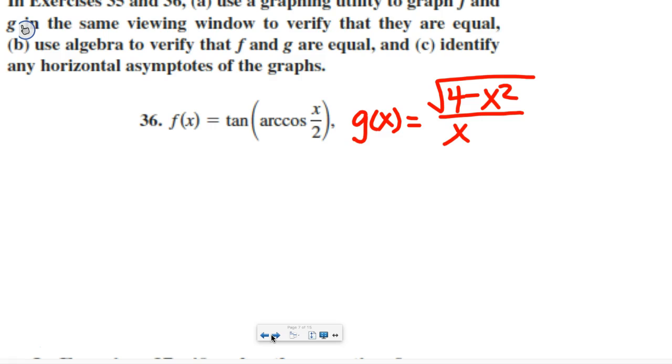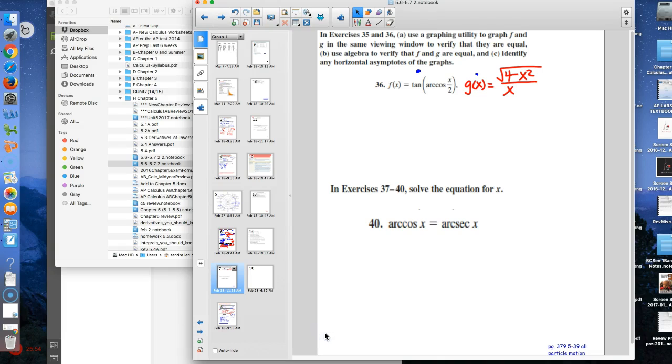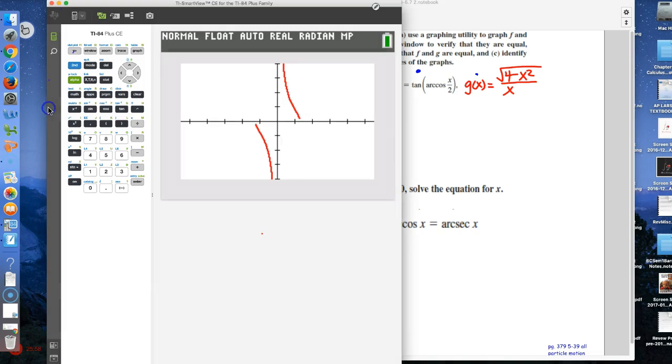So when we get into our calculus, which do you think is easier for us to work with? F of x, which is the tangent of the arc cosine of x halves, or g of x? Which one looks friendlier? G. They're equivalent, but g is going to be far easier for us to integrate and derive and all that kind of stuff. I'll show you their equivalence on the calculator. I already have them entered, so don't take your calculator out. I think I have it hidden back here.